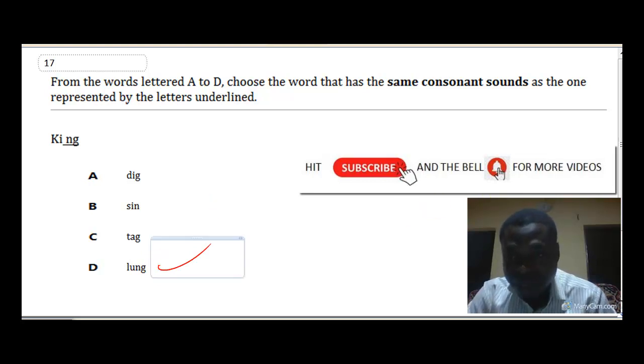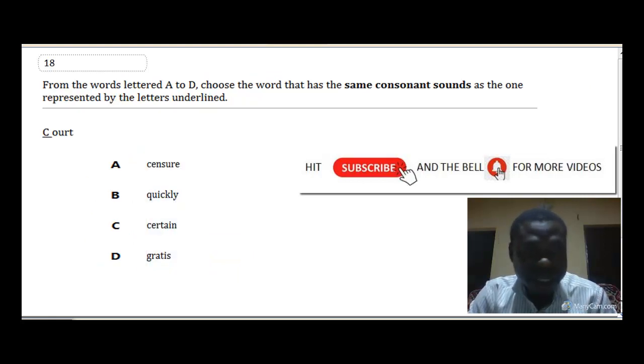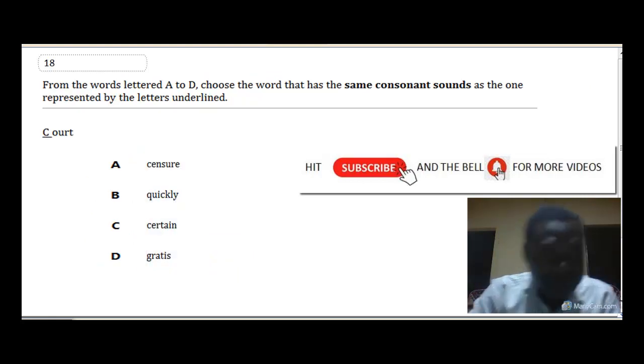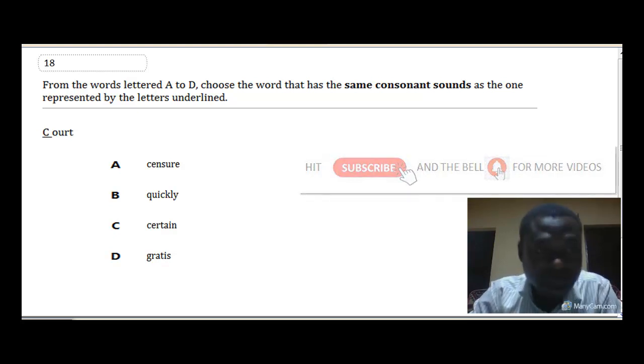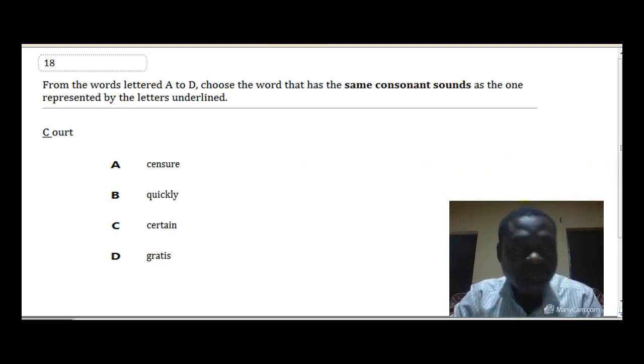Question 18. Censure. Okay, sorry. The given word is caught. And the underlined sound is the K sound. All right. Let's go through the options.